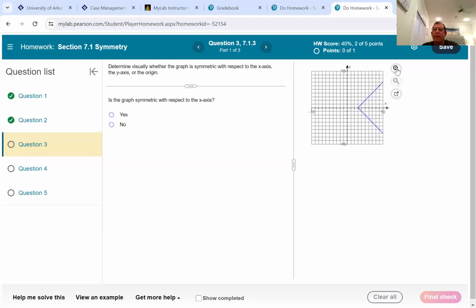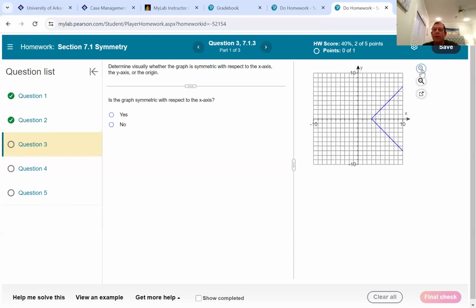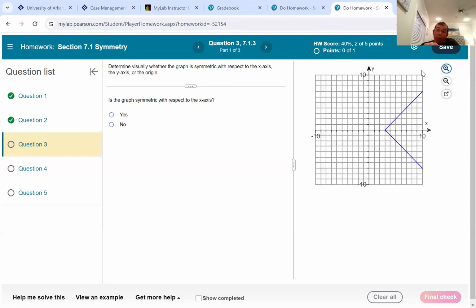Let me make this one a little larger. And we almost did one like that in my examples. So this one asks you one at a time. First off, is this graph symmetric to the x-axis? Yes or no? No. Oh, okay, now check this out. You see that x-axis there? Can you fold? Oh, yeah.